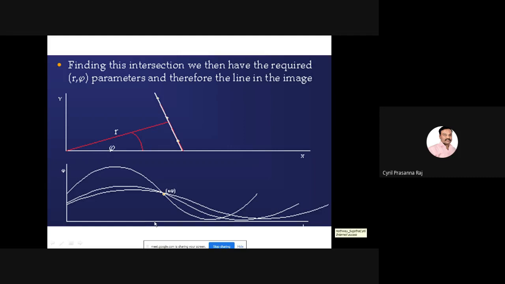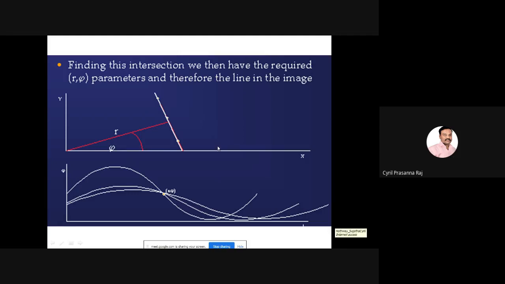This implies that there are 3 points available in the input image, and all 3 points are available on a straight line. The reason is every point available in the xy coordinate system will correspond to a sinusoid if you transform from xy coordinates to the rho theta coordinate system. So every point in the straight line corresponds to a sinusoid in the parameter space. And since all these sinusoids intercept at this point, it implies all these points are available on a straight line. Suppose we draw one more line here.